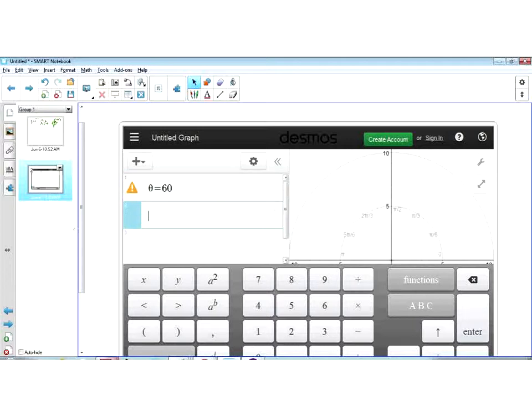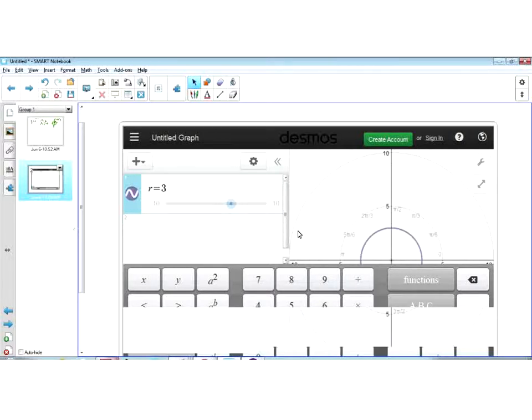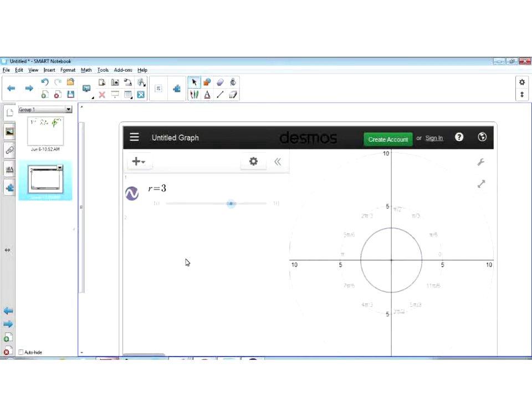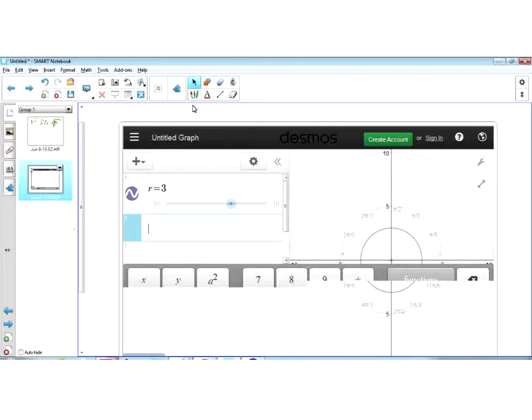So let me tell you how to do that. Let's go back to r equals 3. It does r equals constants, but it doesn't do theta equals a constant. There's r equals 3 again, shown in purple. Now, for theta equal to a constant, here's the rule for graphing that.